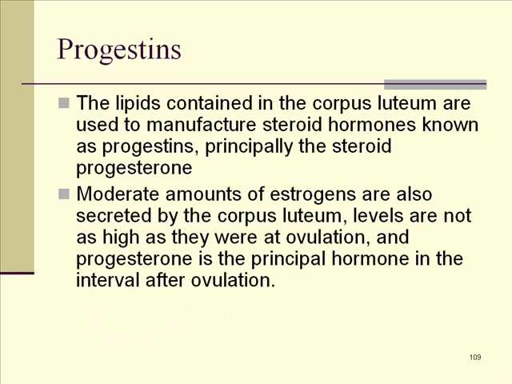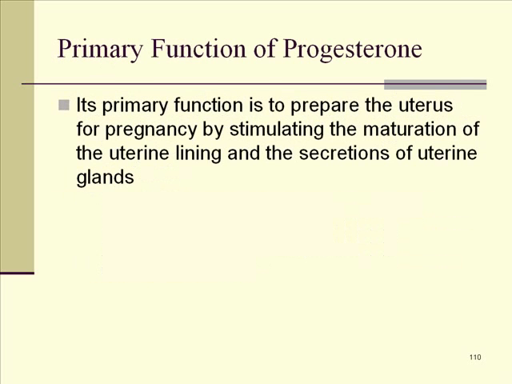Now, hormones are important, as we saw androgens as the primary hormones in the male reproductive system. In the female reproductive system, there are hormones that will cause the development of certain characteristics and processes. Progestins are one of those. The lipid contained in the corpus luteum is under the effect of steroid hormones known as progestins, typically progesterone, but we'll also see estrogen has an important role here as well. Moderate amounts of estrogen are also secreted by the corpus luteum, but not as high as during ovulation, and progesterone is the principal hormone in the interval after ovulation takes place.